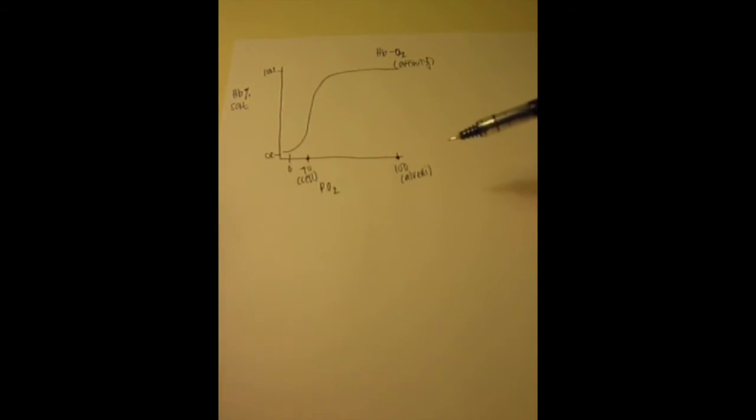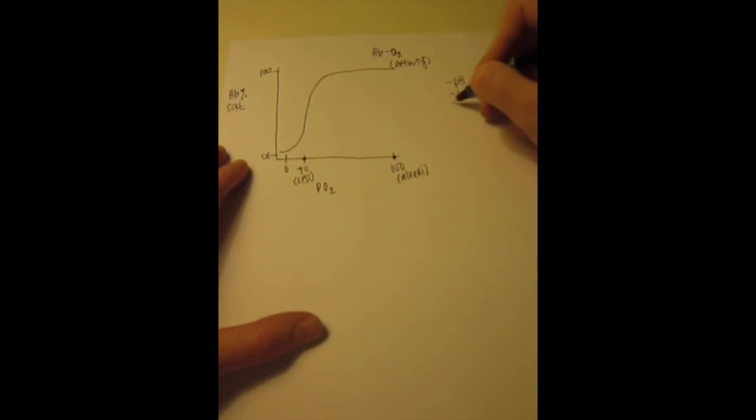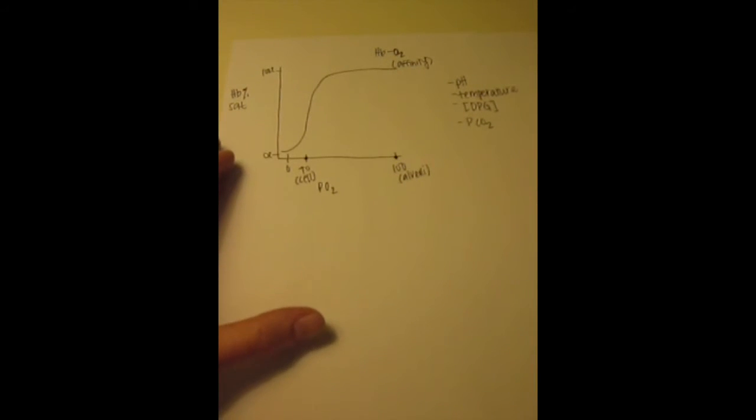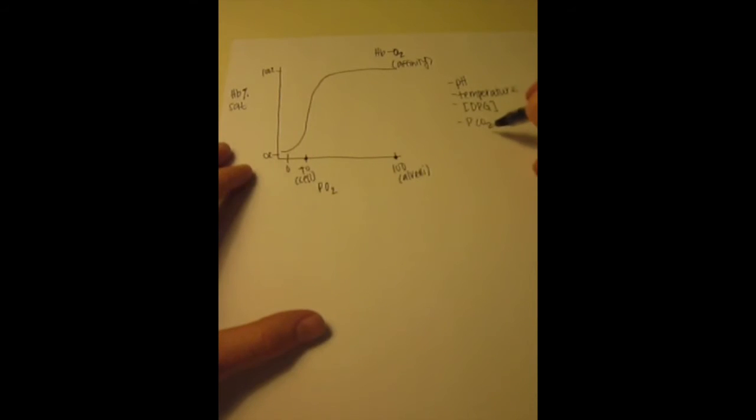Like I said before, the specific factors that affect this are your pH, your temperature, your concentration of DPG, and your partial pressure of CO2. I don't know if you've ever seen this partial pressure of CO2 thing, but it means the same thing as concentration, except because it's a gas, it has to be a partial pressure. So that's what PCO2 means, if you weren't aware of that.